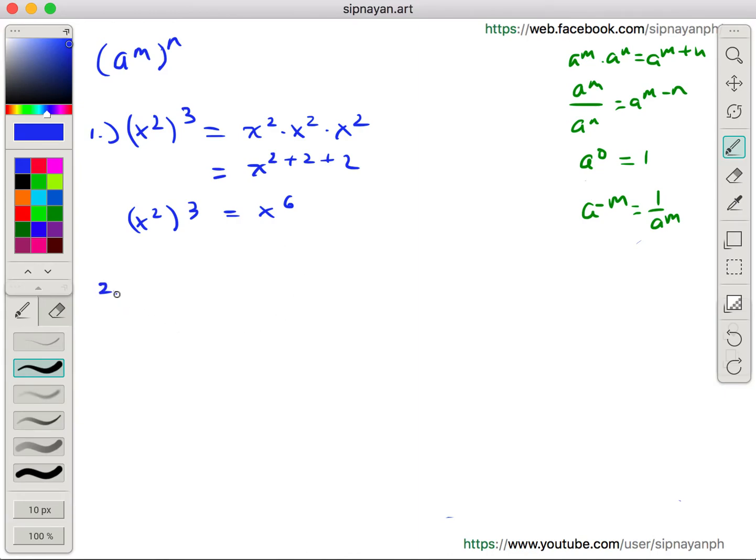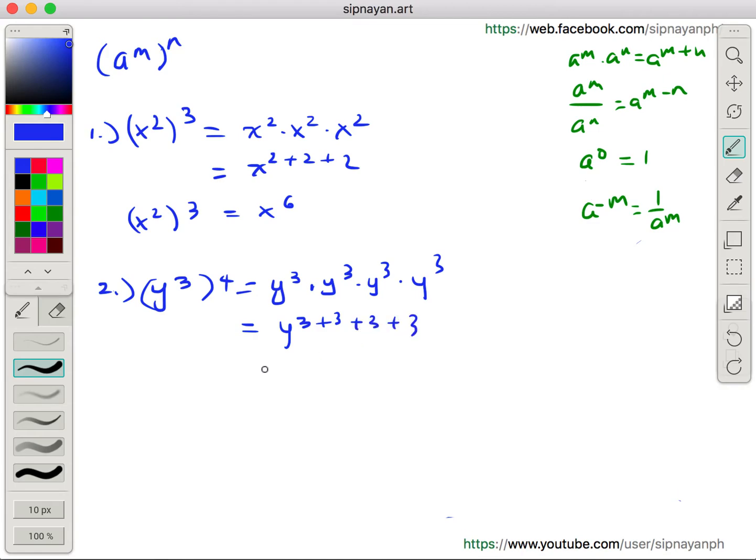Let's give another example. Y cubed to the 4th. Apat na beses na yung y cubed. Y cubed times y cubed times y cubed times y cubed. So, this is equal to y to the 3 plus 3 plus 3 plus 3. And then this is equal to y to the 12th power. So, y cubed raised to the 4th power is equal to y to the 12th power.